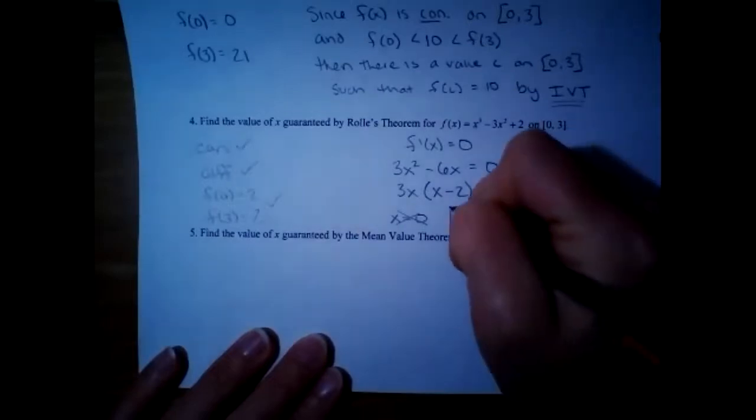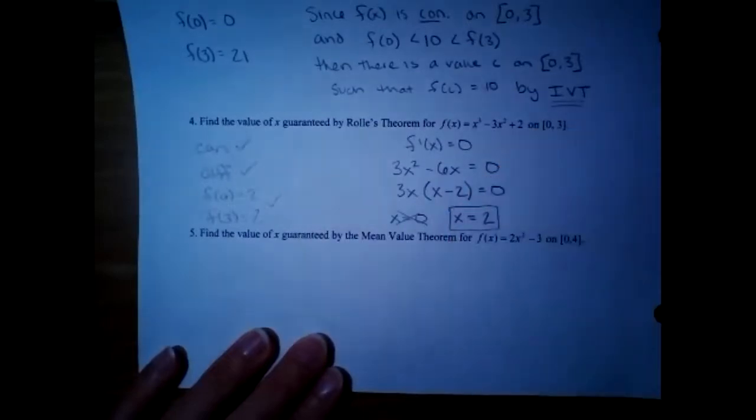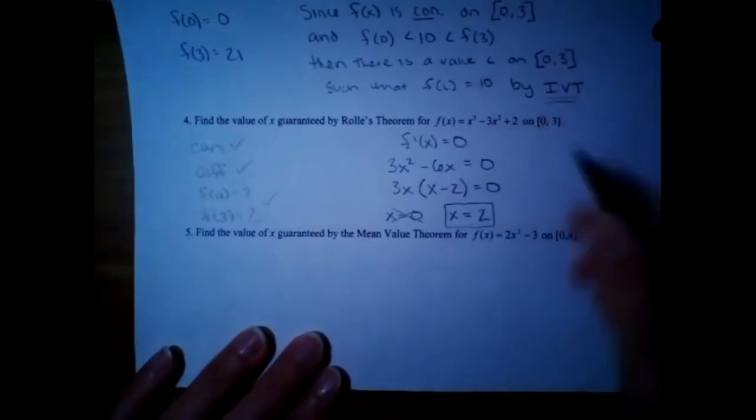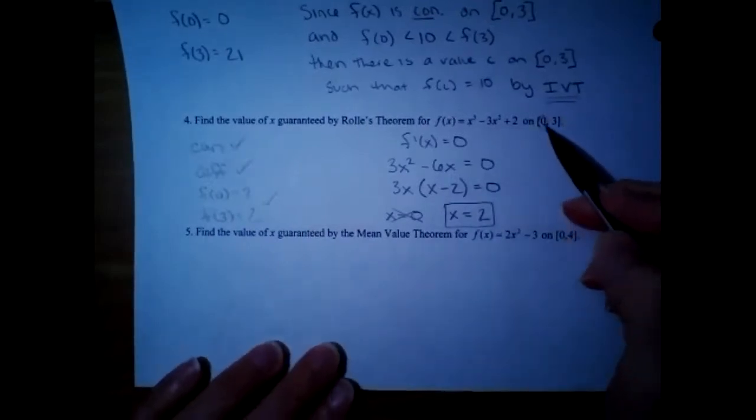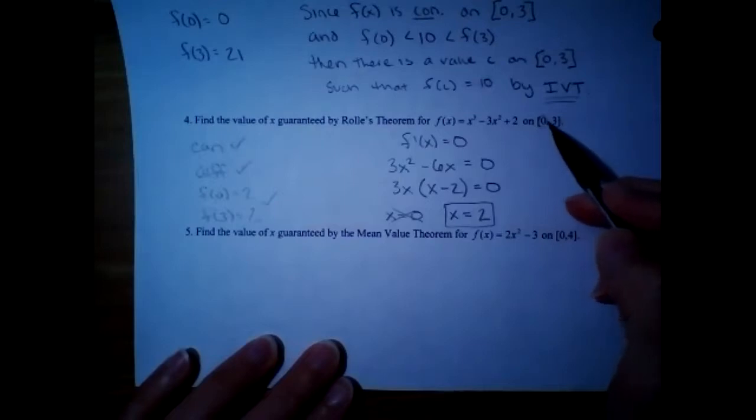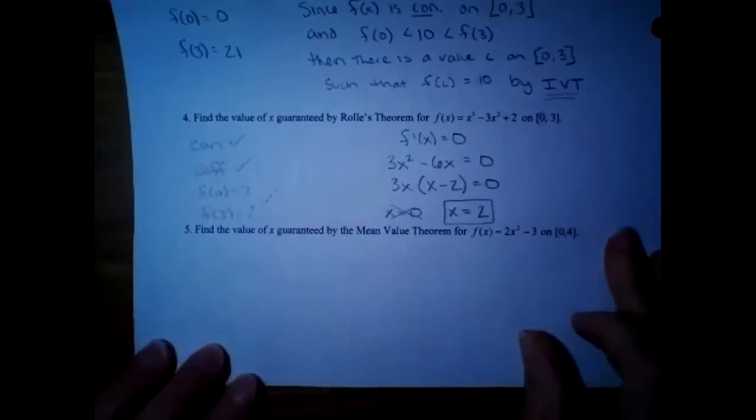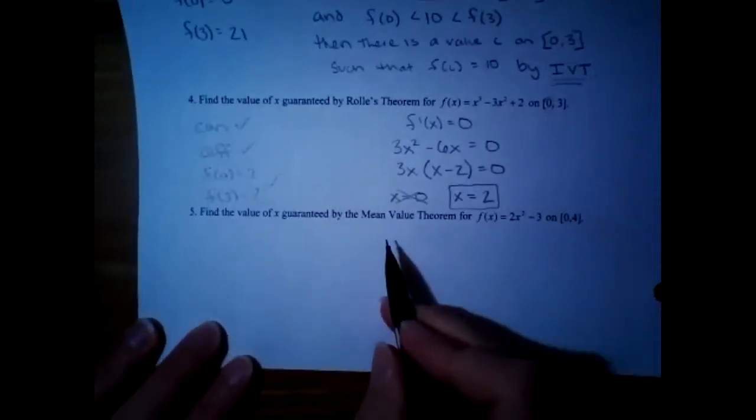How come I have to get rid of 0? What's the matter with 0? Yeah, good, perfect. 0 is an endpoint. And so I cannot include that, but 2 is within the interval, so 2 we get to keep. All right, and then this last one is mean value theorem.